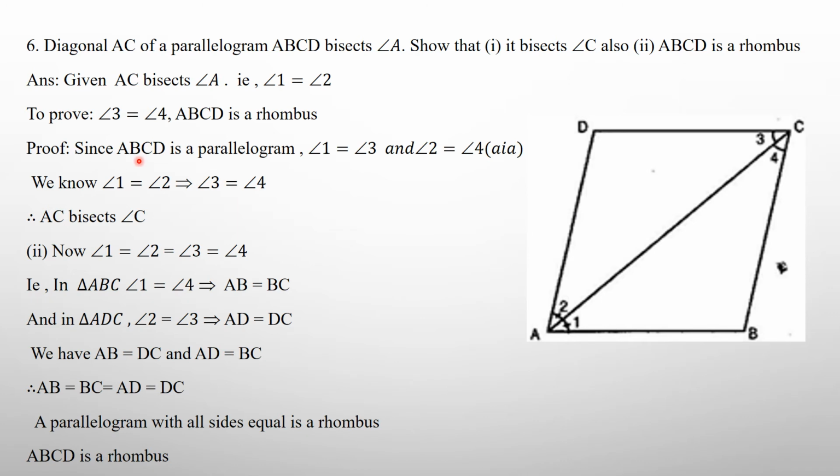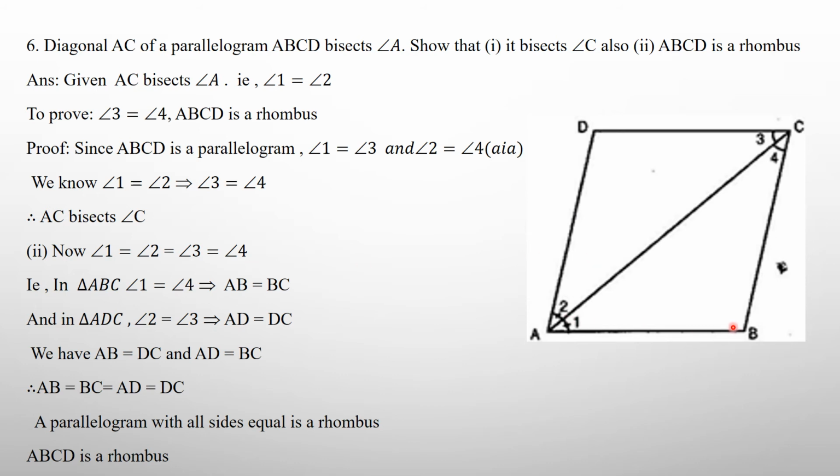We are given ABCD as a parallelogram. Therefore, we can write angle 1 is equal to angle 3 and angle 2 is equal to angle 4 using the condition alternate interior angles are equal. From this we can say since angle 1 is equal to angle 2, which implies angle 3 will be equal to angle 4, which shows that the diagonal AC bisects angle C. Now we got angle 1 is equal to angle 2, angle 2 is equal to angle 3, and which is also equal to angle 4.